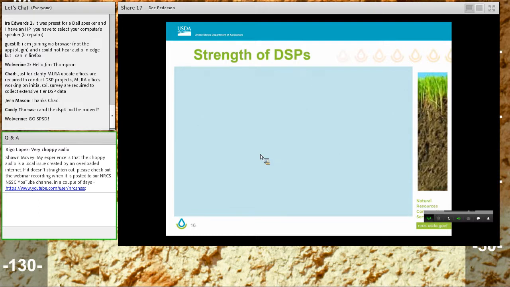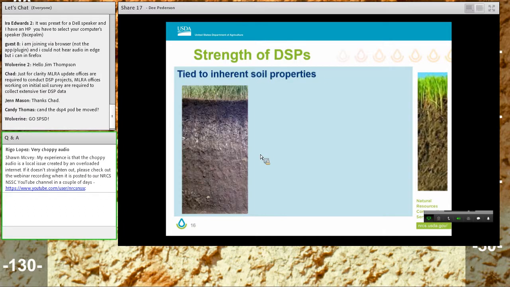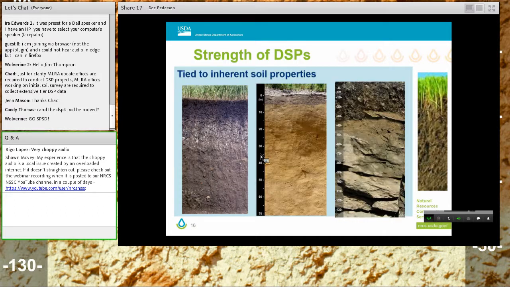So, the strengths of dynamic soil properties, and there are a few. One strength of DSPs is they're tied to the inherent properties on which soil survey maps are based. In-field soil verification and laboratory analysis are part of DSP projects. Essentially, these project results can provide quantitative data to bolster and better inform soil health recommendations. Inherent soil properties influence the potential a certain soil can achieve.